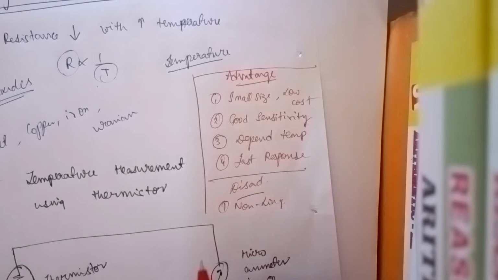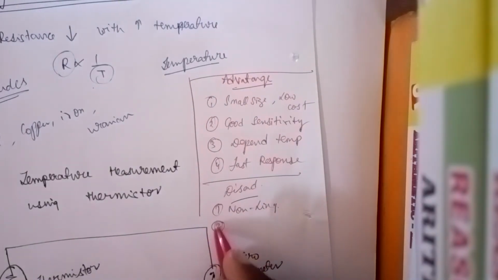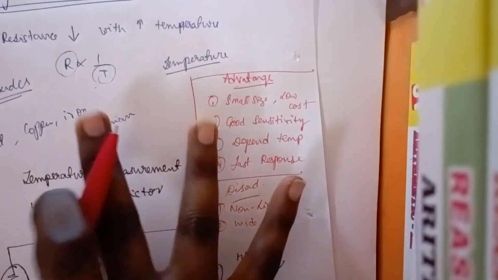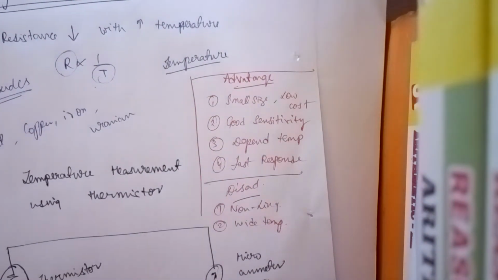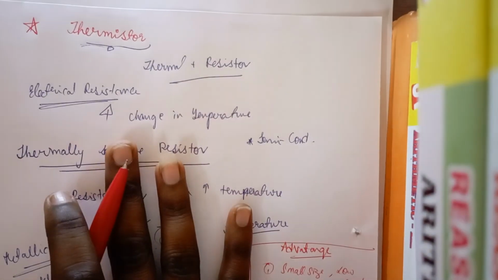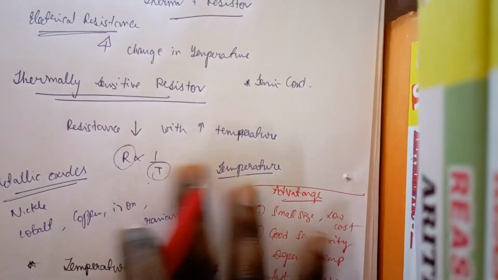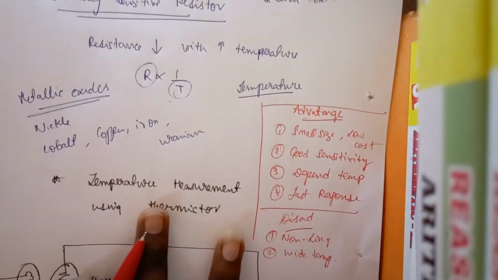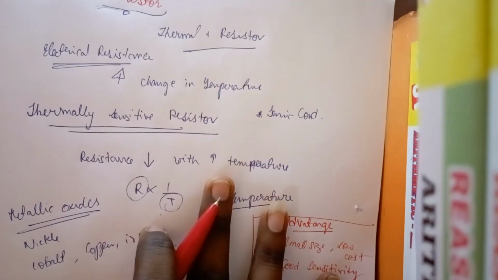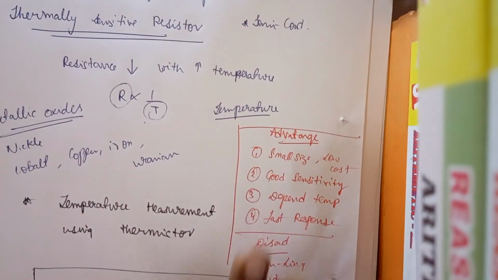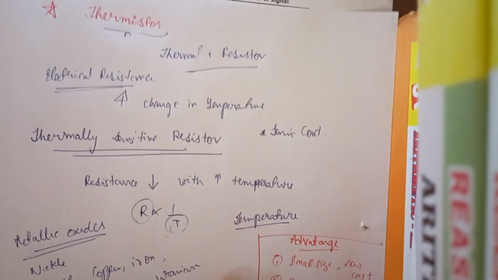And the next thing that you can write, it's not suitable for a wide range of temperatures. We cannot use it over a wide range of temperatures, only up to a certain limit. So this is all about the thermistor transducer. We have seen the relation between resistance and temperature in the thermistor, the materials it is composed of, and the circuit diagram to measure temperature using a thermistor. Next we have seen the advantages and disadvantages of the thermistor.